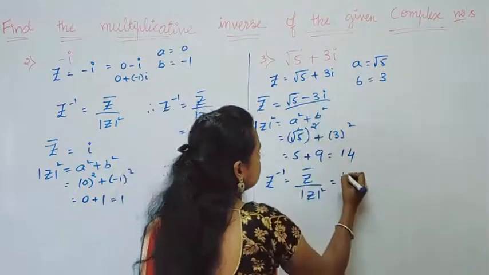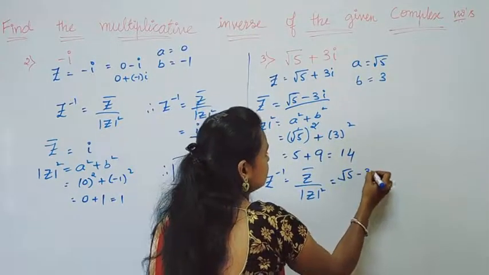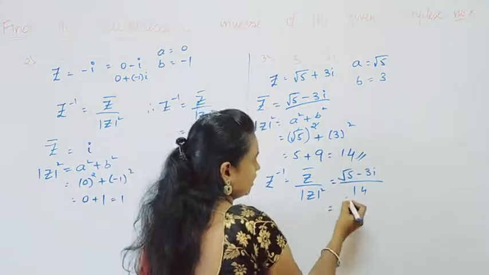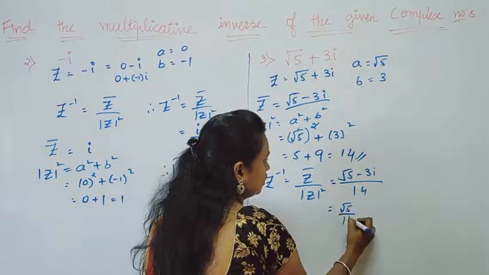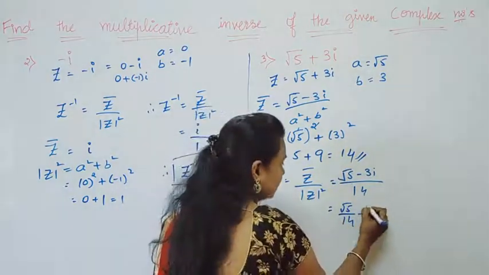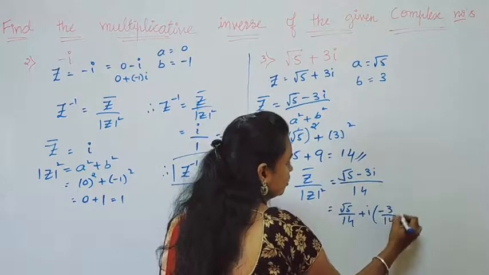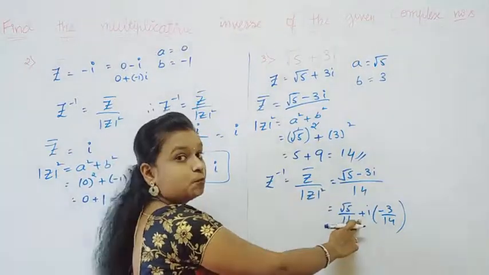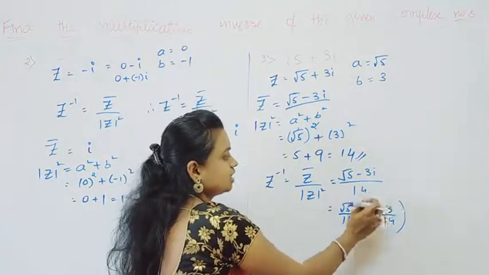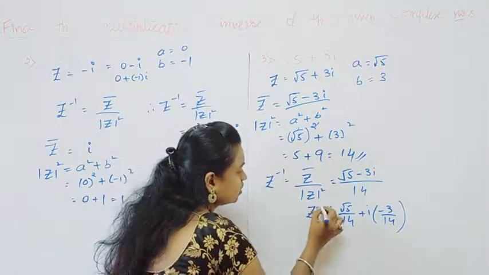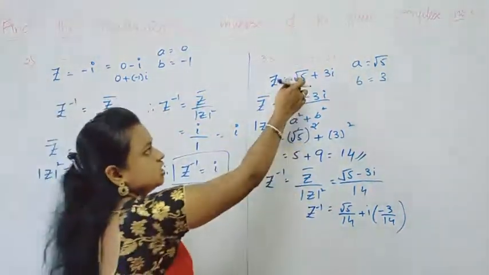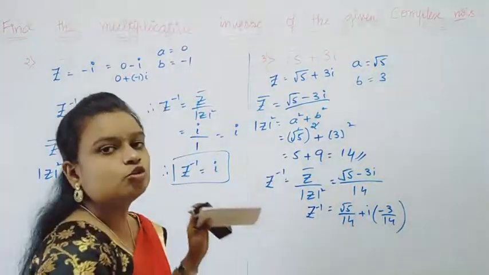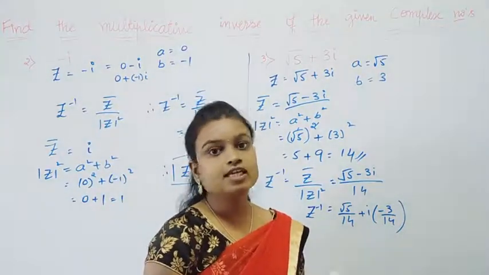This is Z bar, that is root 5 minus 3i divided by mod Z square, which means divided by 14. Or you can write it like this: root 5 by 14 plus i times minus 3 by 14, because this is of the form a plus ib. So root 5 by 14, I put plus here i, so minus 3 by 14. This is our multiplicative inverse of this one, that is root 5 plus 3i. Understand? So this is the method to find the multiplicative inverse of the given complex number.